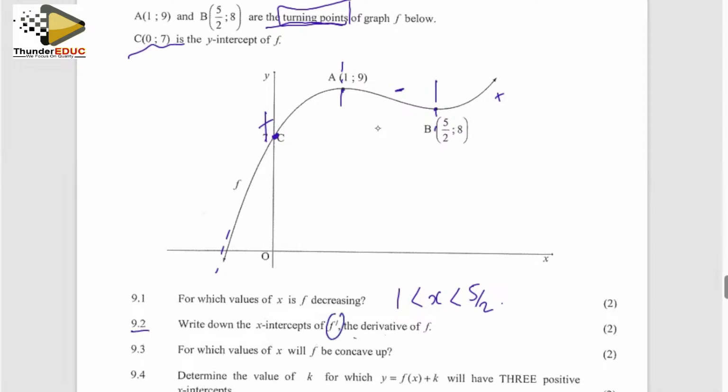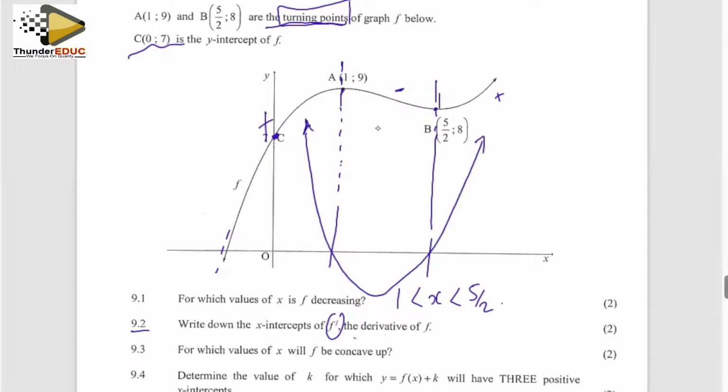Now, one thing we need to know is that these turning points here will become the x-intercepts of our derivative. Remember, this is a cubic, so the first derivative is going to be a parabola. So the turning points will be the x-intercepts. So write down the x-intercepts. So we can say x is 1, and then x is 5/2. Okay, you can also give it in coordinate form where you say (1; 0) and then (5/2; 0), since y is 0 for the x-intercept.